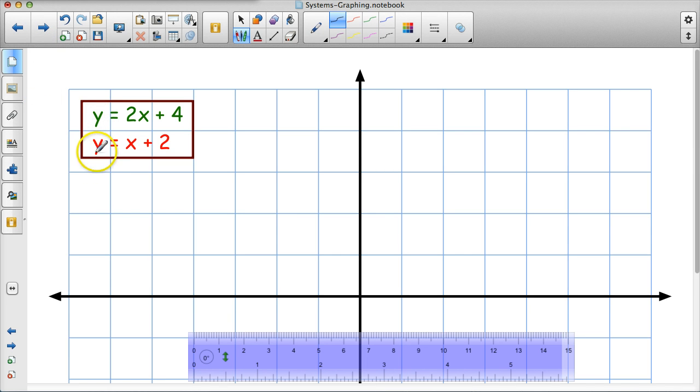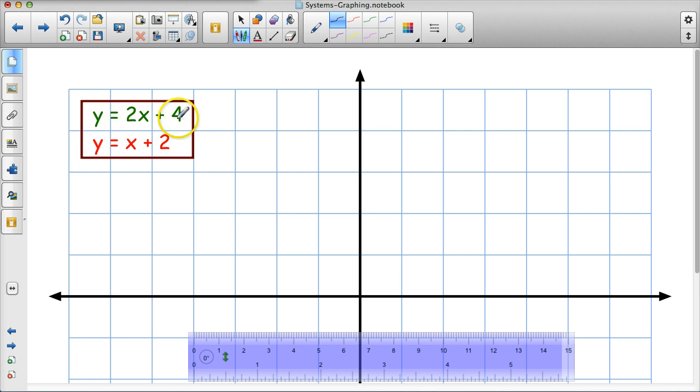I have two equations. I'm going to call them a system of equations, which means that the solution to these two equations are the values x, y that make both of these equations true statements. In order to solve this system by graphing, I need to graph the two equations and look for the point of intersection. That will give me the value x, y that will make both of these equations true statements.